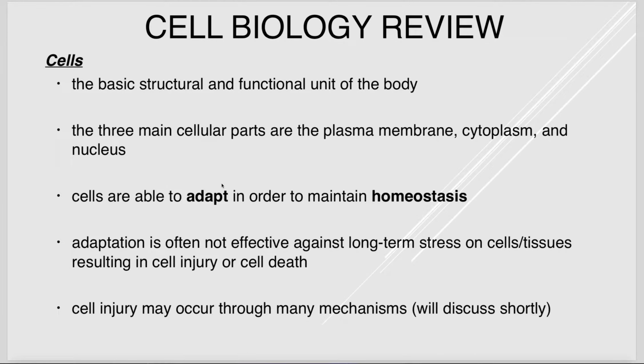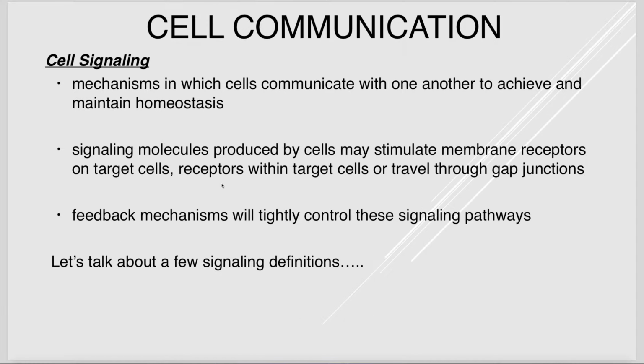So a quick review on cells. Cells are the basic structural and functional unit of the body. The 3 main parts are the nucleus, plasma membrane, and the cytoplasm. Now cells are able to adapt, and they adapt in order to try to maintain homeostasis. And adaptation is important, but it's not effective against long-term stressors. Okay, and if long-term stress is present, cells can become injured, which may be reversible, but if it's irreversible, the cell will die. And there's a bunch of ways that cells can become injured.